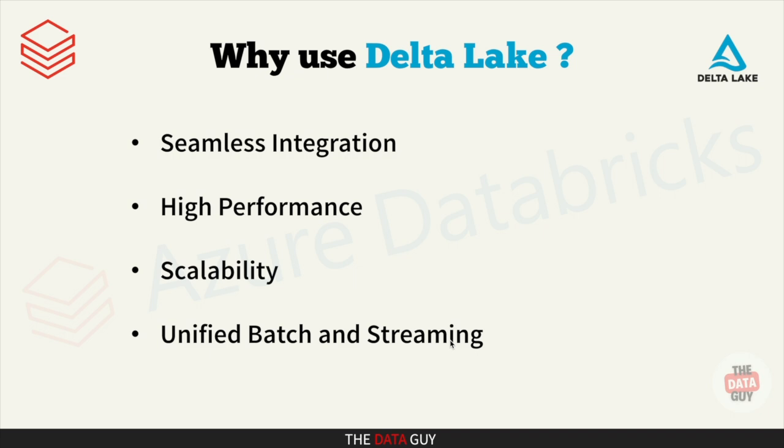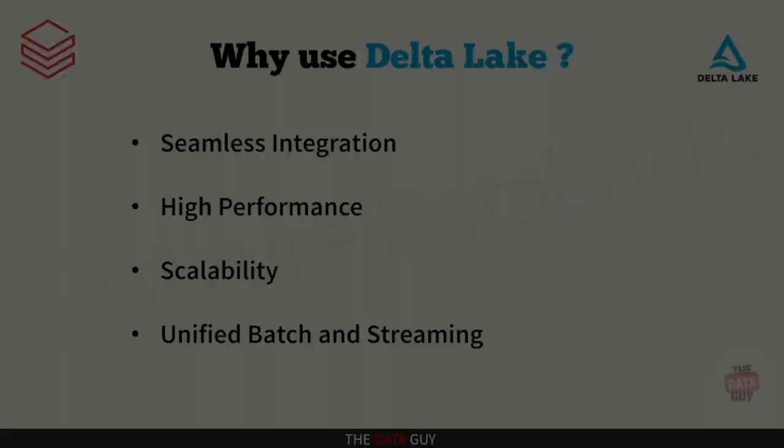So, why should you use Delta Lake in Azure Databricks? Azure Databricks provides the perfect environment for Delta Lake, offering seamless integration. Delta Lake is natively supported, making it easy to use with Apache Spark and Databricks notebooks. High performance features like Z-ordering and Delta cache make querying large datasets fast and efficient. Scalability, whether you are handling terabytes or petabytes of data, Azure Databricks can scale effortlessly. Unified batch and streaming. Delta Lake allows you to process both batch and streaming data in the same pipeline.